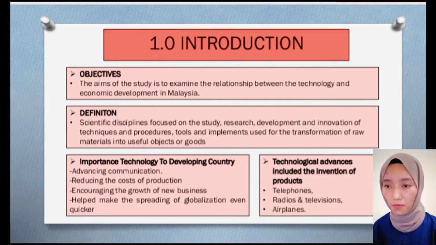The objective of this study is to examine the relationship between technology and economic development in Malaysia. Technology is a scientific discipline focused on the study, research, development and innovation of techniques and procedures, tools and implements for the transformation of raw material into useful objects or goods.